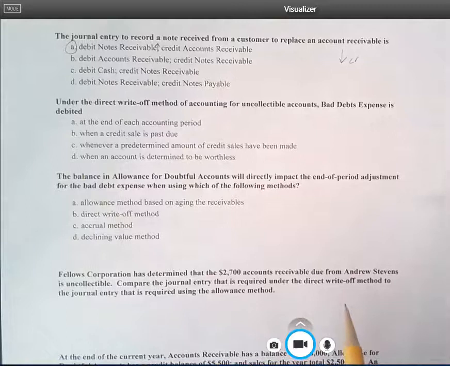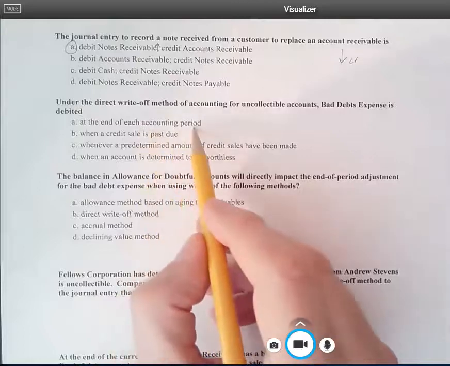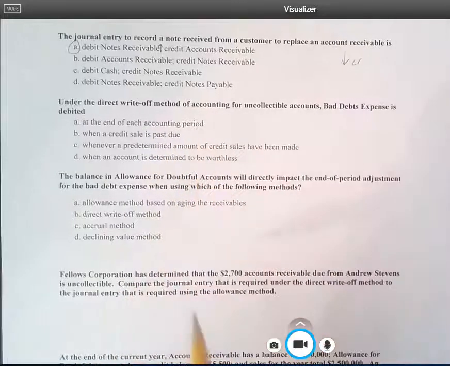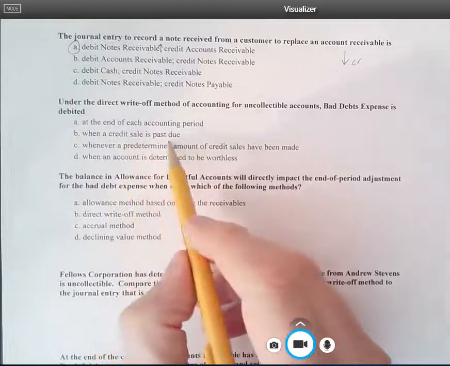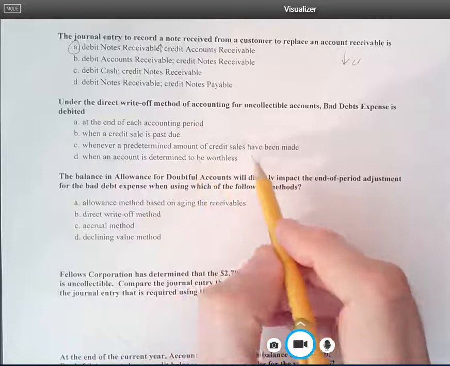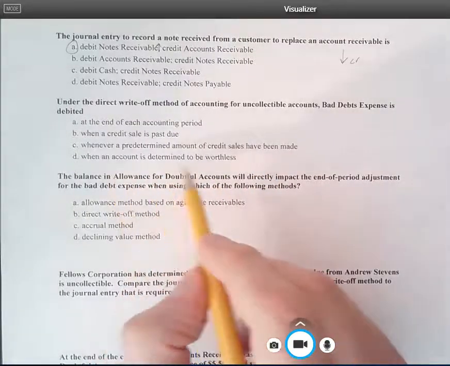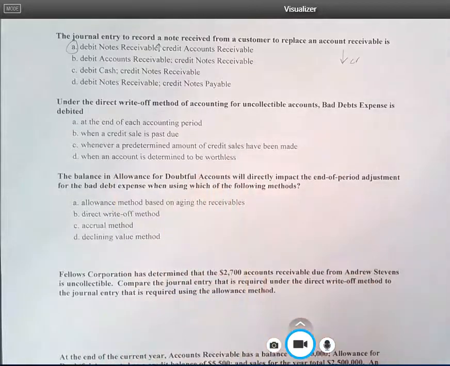Let's look at the second one. It says under the direct write-off method of accounting for uncollectible accounts, bad debt expense is debited, and then we have four choices. At the end of each accounting period, when a credit sale is past due, whenever a predetermined amount of credit sales have been made, and when an account is determined to be worthless.